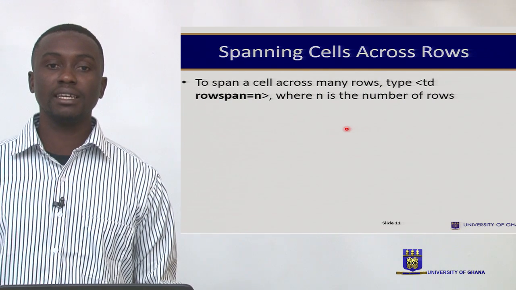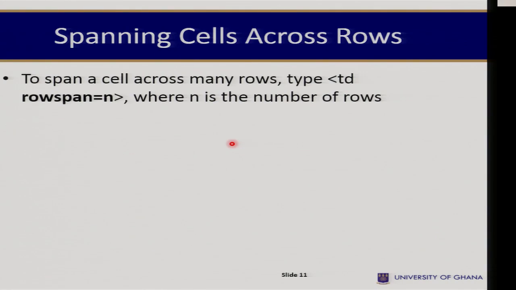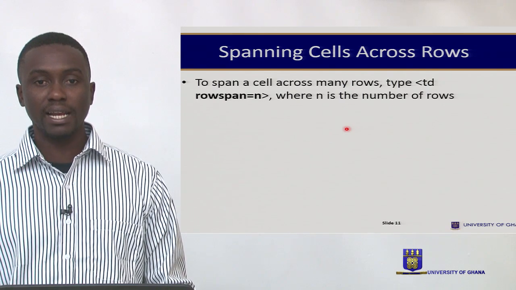We can do a similar thing with spanning across rows instead of columns. So we can span cells across rows, and we use the same idea in rowspan. So you give your TD a rowspan and a value.